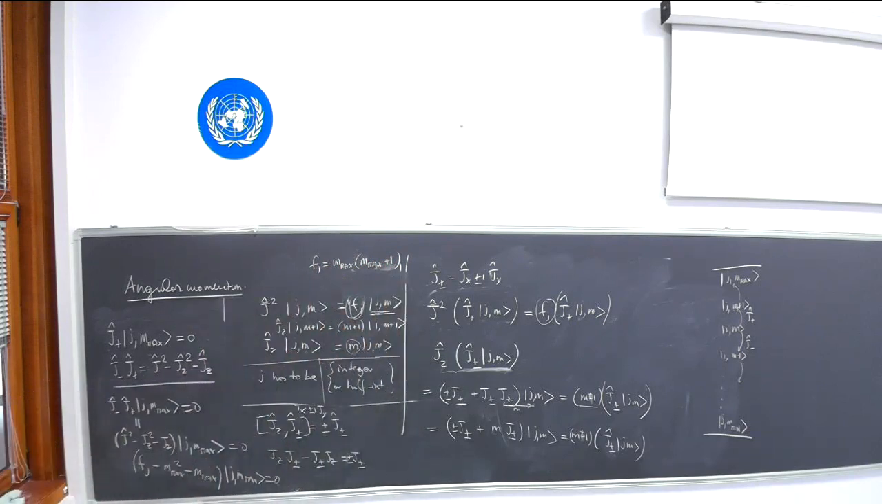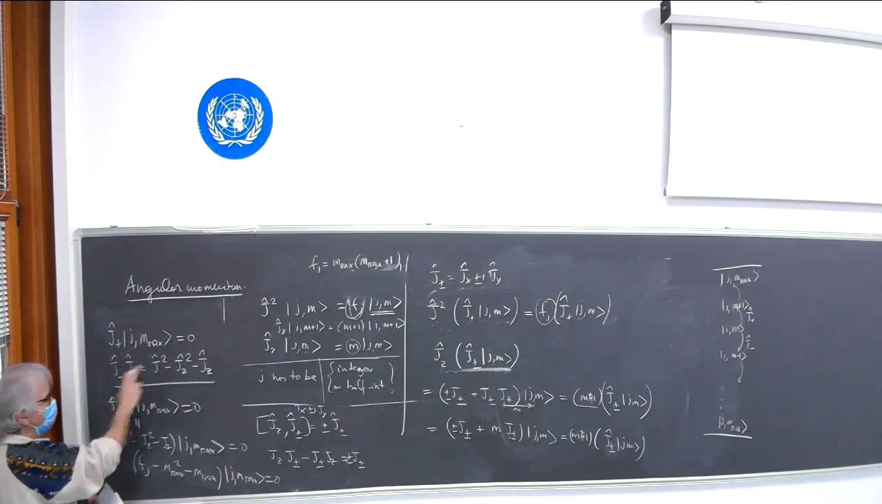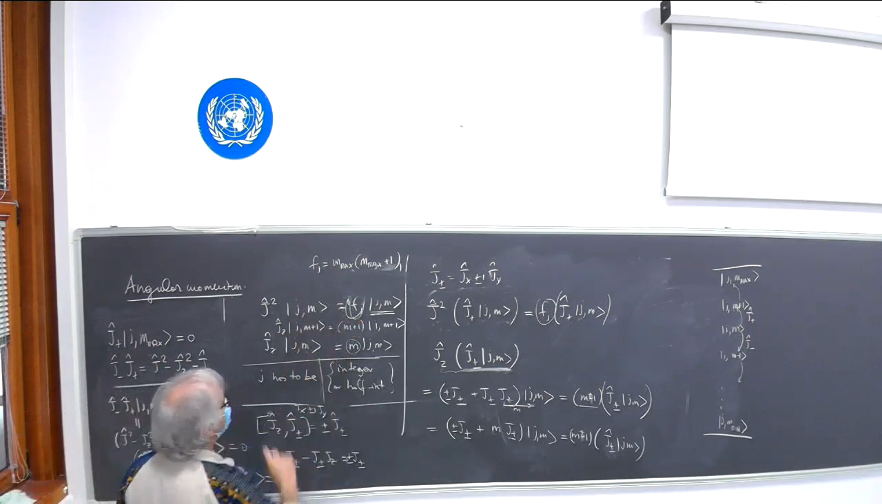The algebra is boring, but it is a consequence of the fact that you have to end up at some maximum value of m in the process. You cannot go on forever. That means that there must be a 0 for J plus, and therefore you conclude that Fj has to be equal to this maximum value times maximum value plus 1.